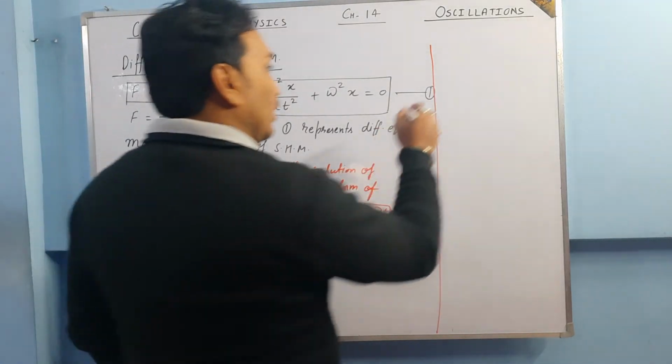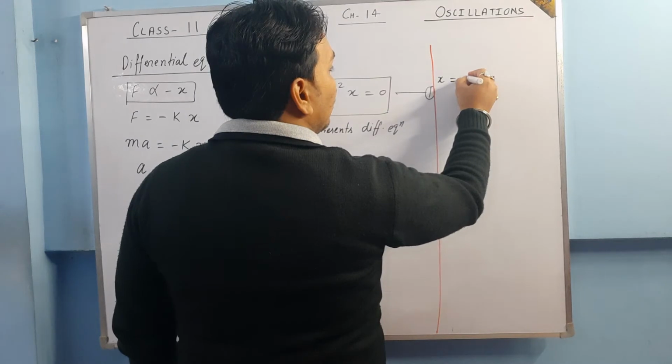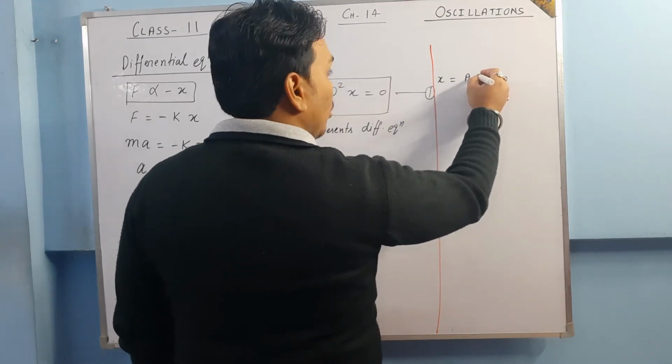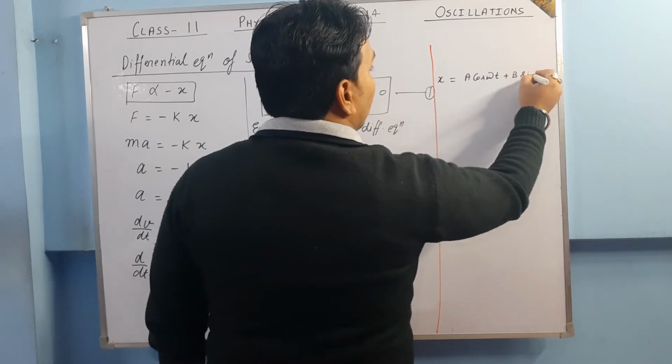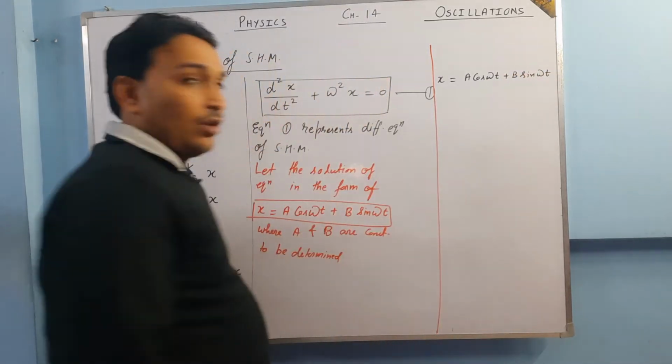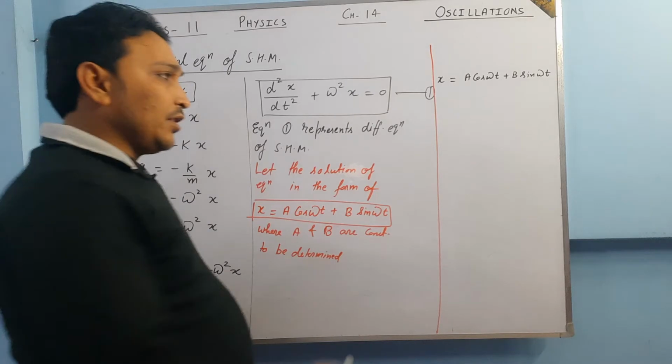So what equation are we saying that? We are saying that x is equal to what? A cos omega t plus B sin omega t. Okay, this is the equation. Now let us differentiate this equation.